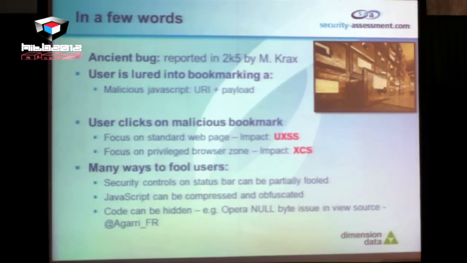Even worse, let's say the user, instead of being on gmail.com, is on a trusted or privileged browser zone, like opera:config. Then the JavaScript runs in opera:config, and then you can get code execution. And that's what I'm going to show you.